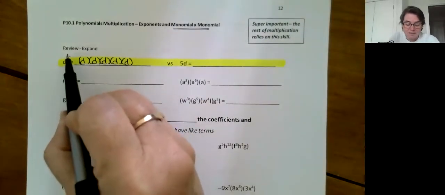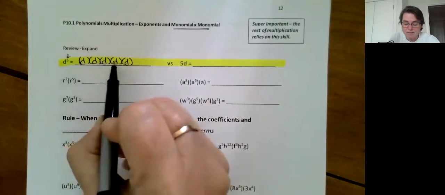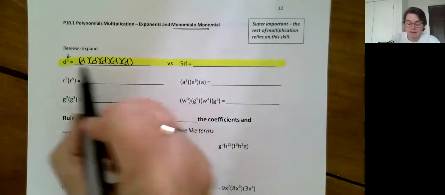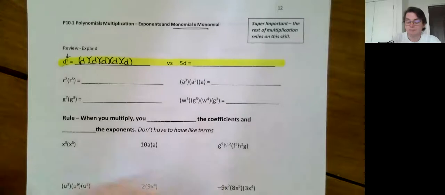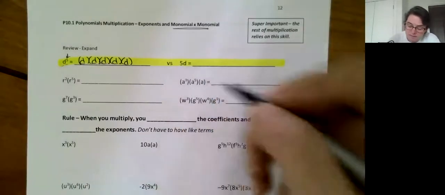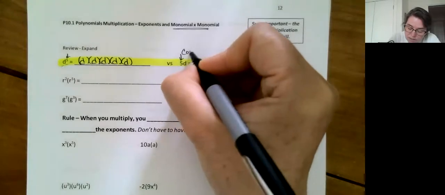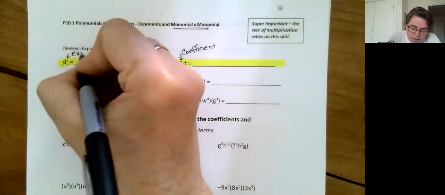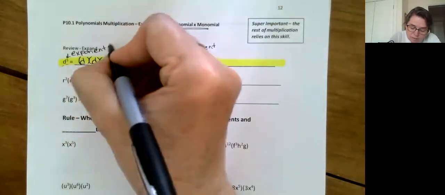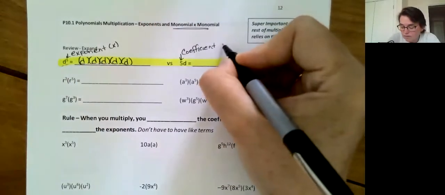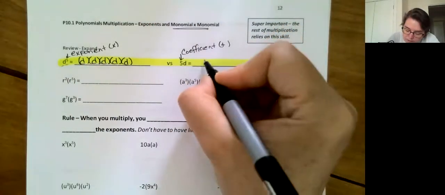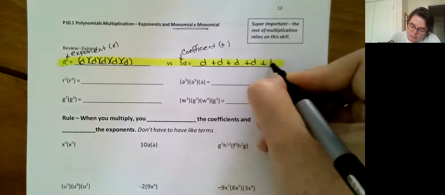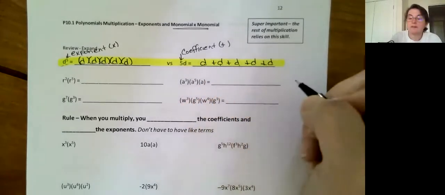D to the fifth, this is an exponent, means d times d times d times d times d. So when you see an exponent, that means multiplication of that. So this is just shorthand for this. But this part, I'm going to write that this is a coefficient. And this is an exponent. An exponent means multiplication, and a coefficient means addition. So this part is d plus d plus d plus d plus d. 1, 2, 3, 4, 5. Keep them straight.